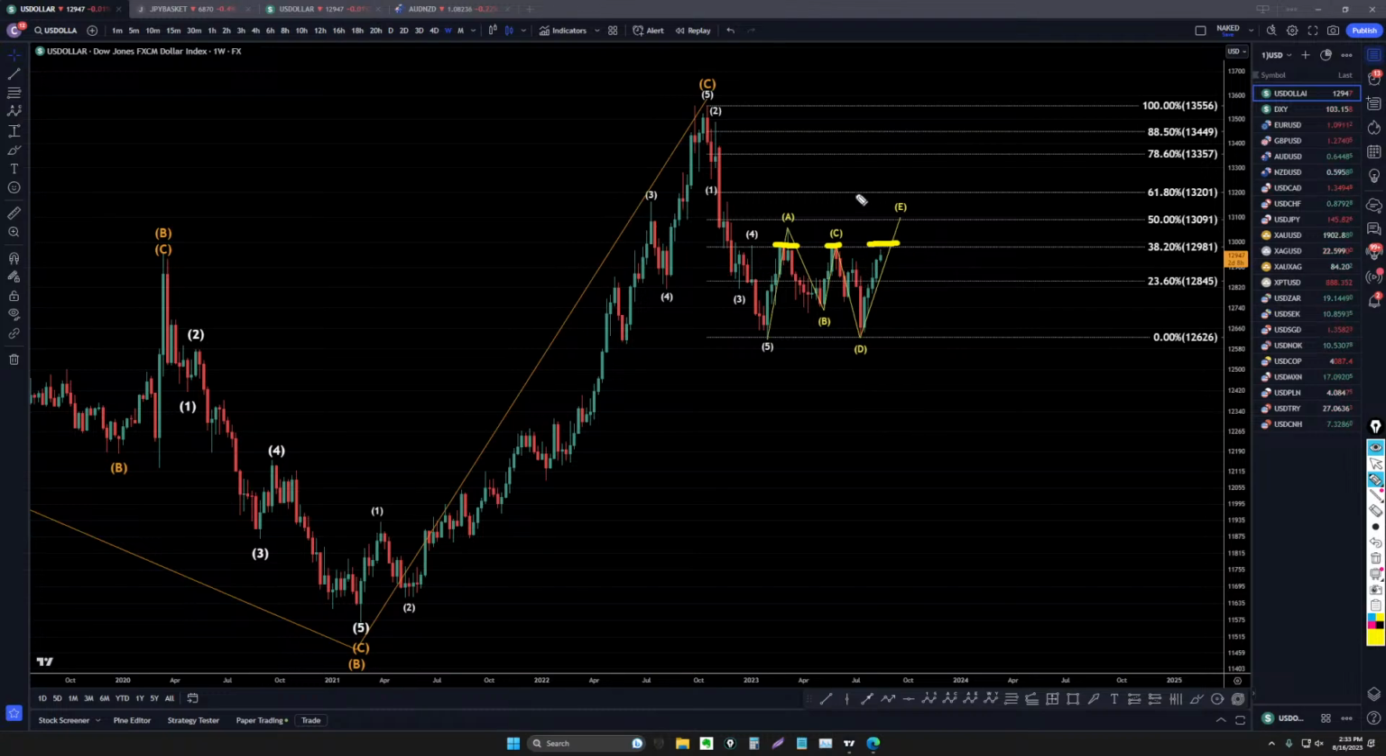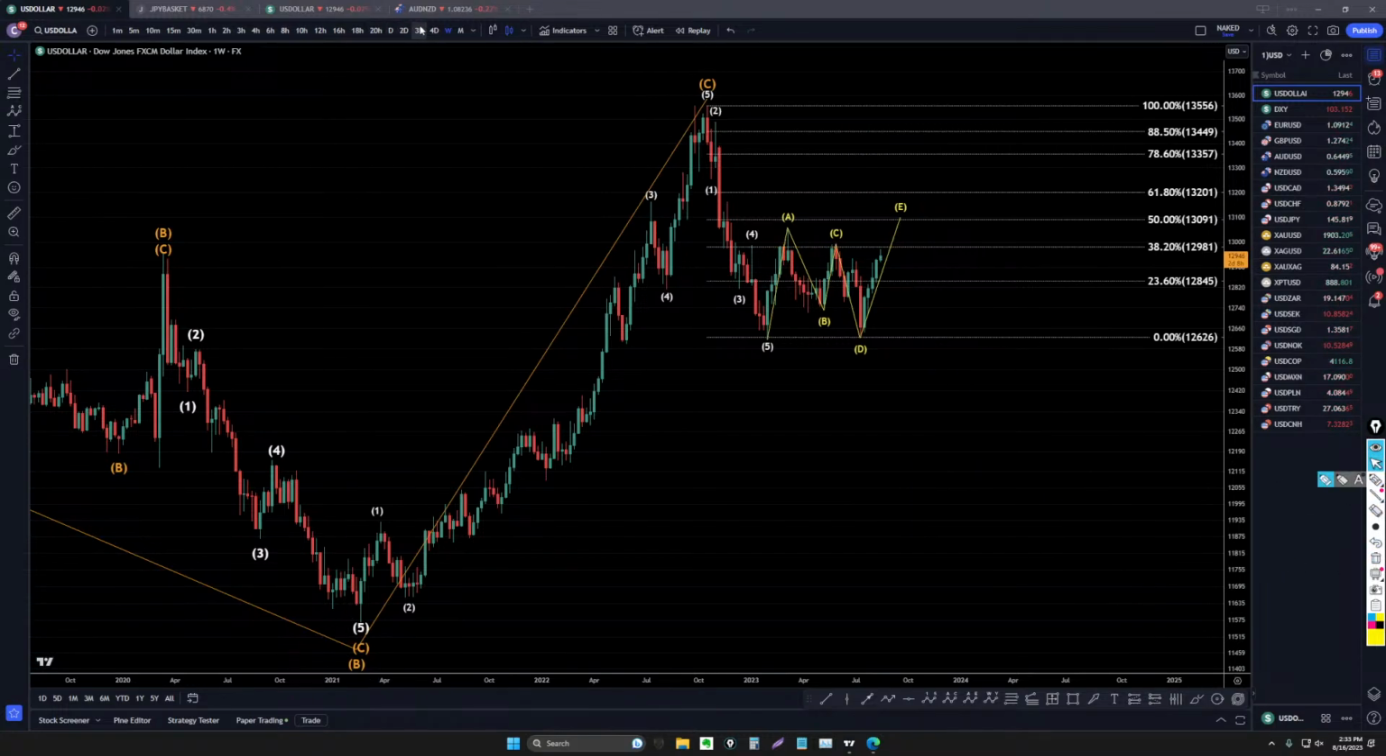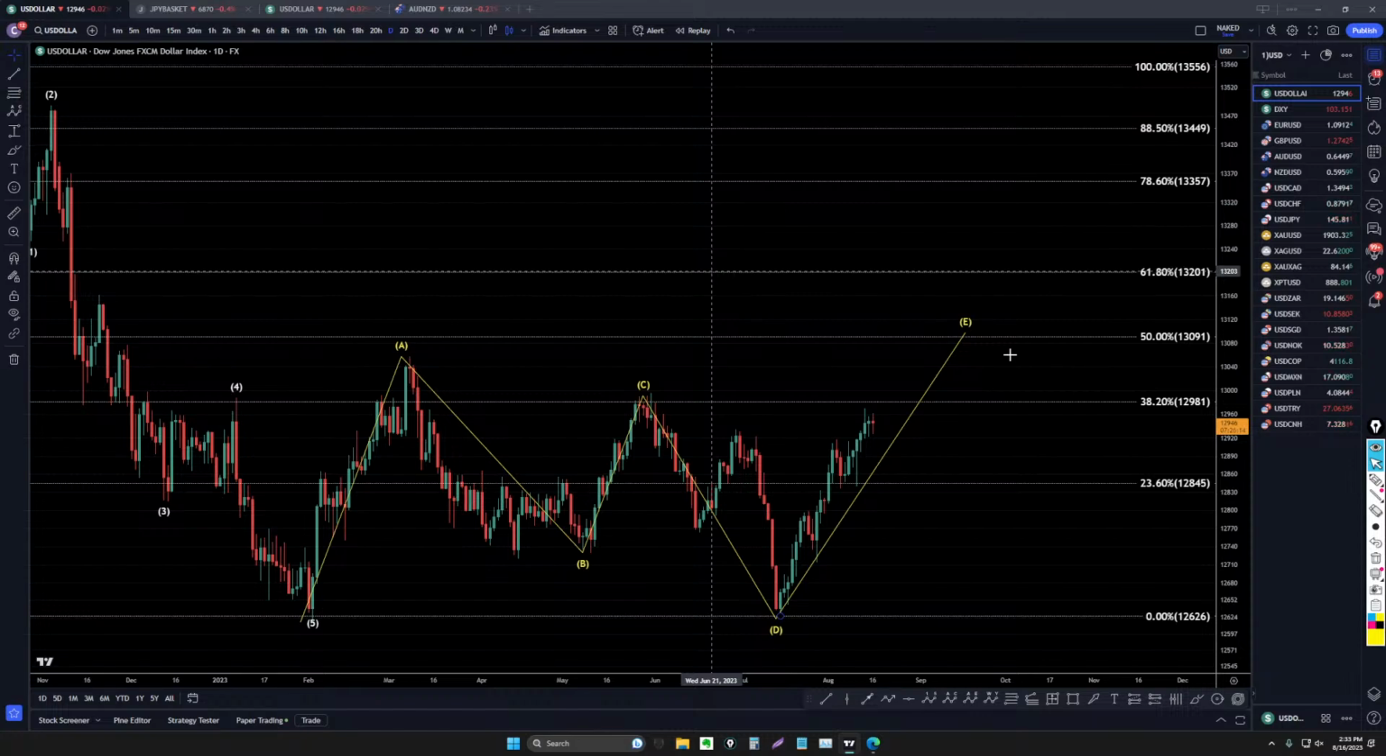But I do think we're in an uptrend. I think we're in a wave E, and I'm not really thinking that the wave E is over yet. I still expect to see some more waves to the upside before we end what I think is a 1, a 2, and then go down for a big wave 3. So let's take a look at that on the daily time frame.